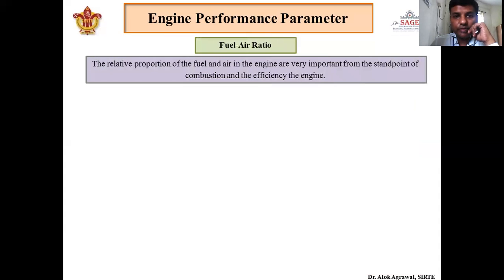The next performance parameter is fuel air ratio. The relative proportion of fuel and air in the engine is very important, because it determines how effective your combustion will be. This fuel air ratio is very important for determining the efficiency of the engine. Fuel air ratio is defined as mass of fuel divided by mass of air, and air fuel ratio is equal to mass of air divided by mass of fuel.